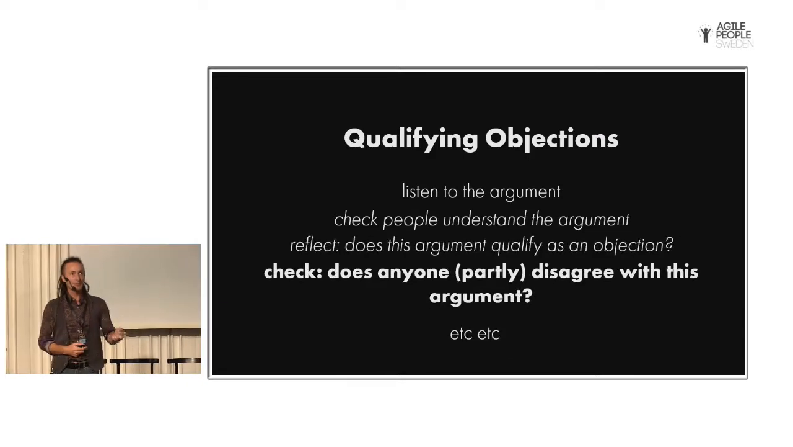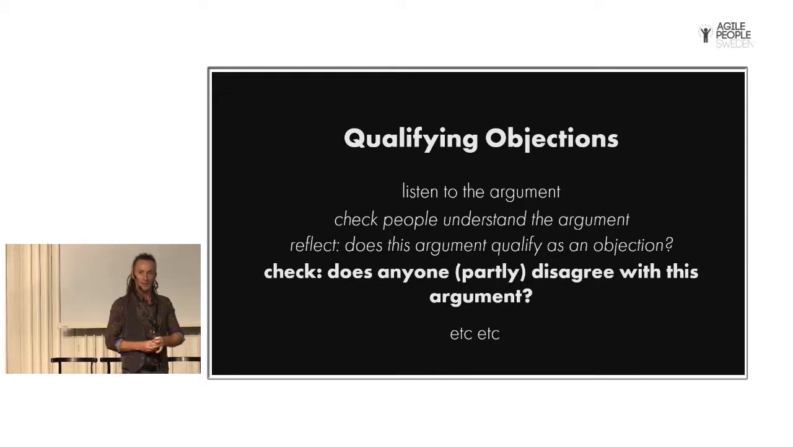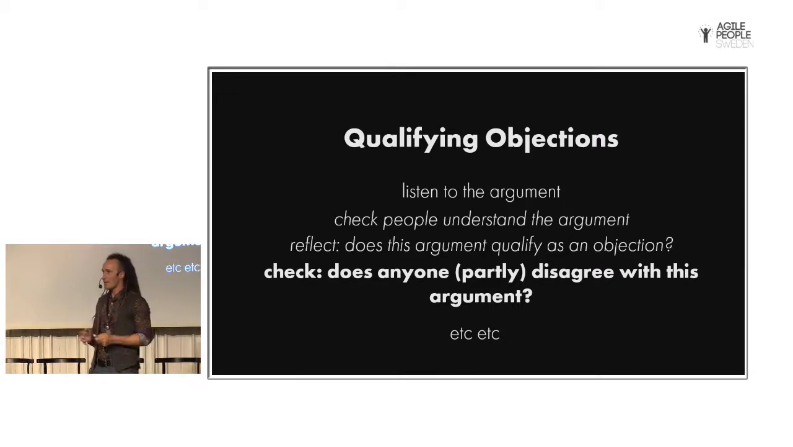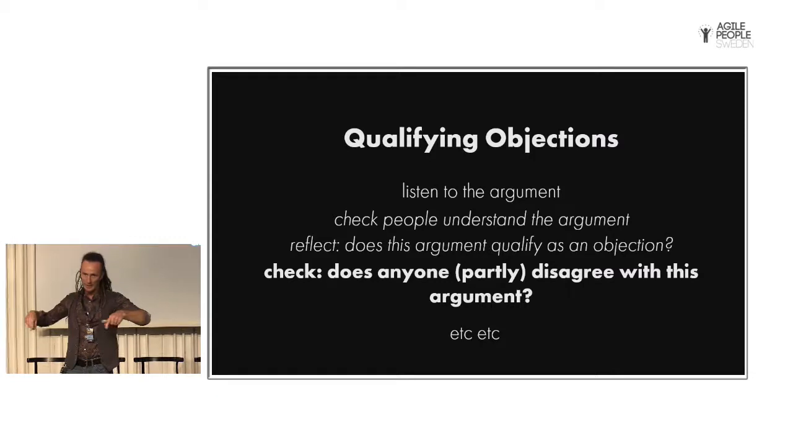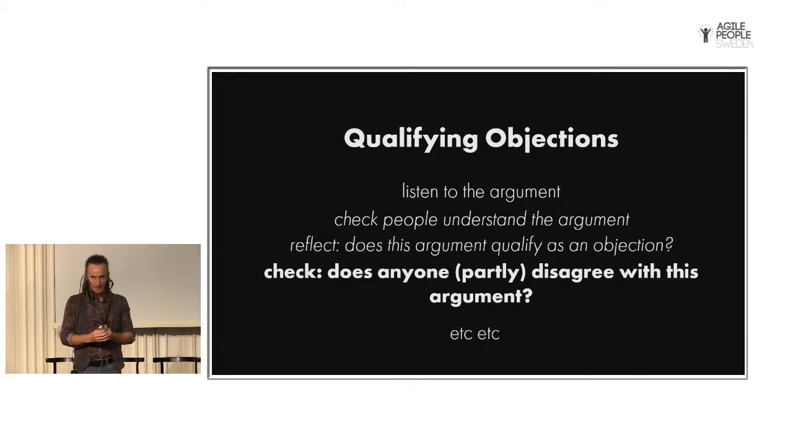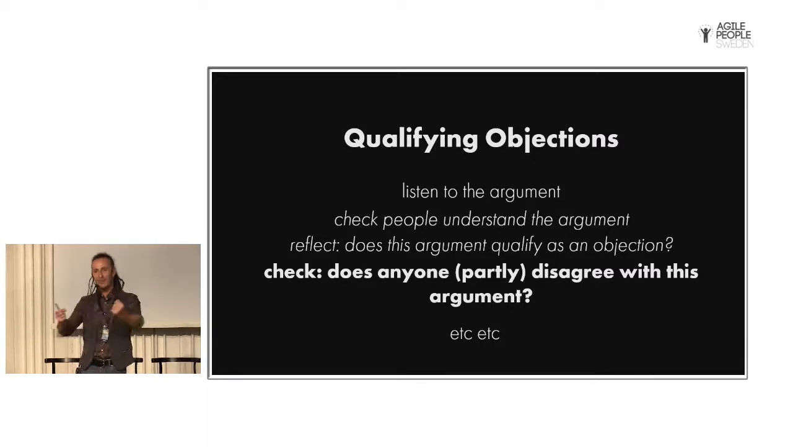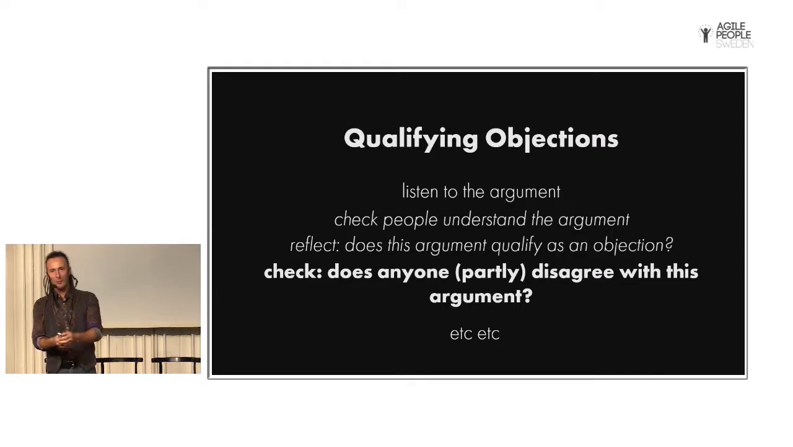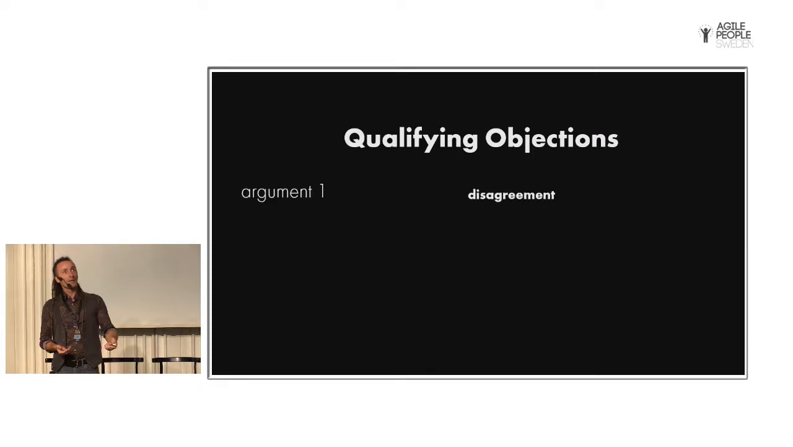And does anybody disagree with this argument totally or partly? Et cetera, et cetera. Okay? So you're using the collective intelligence of the people to bring multiple perspectives to empirically and rigorously take apart arguments and check that they're robust enough according to the intelligence you have available. So it kind of looks like this.